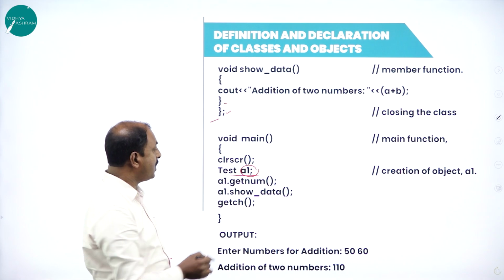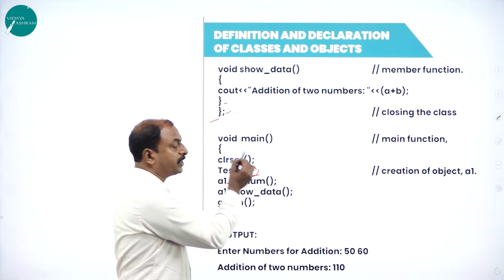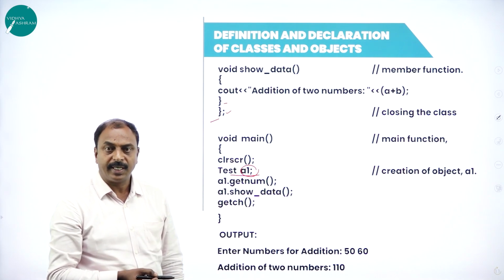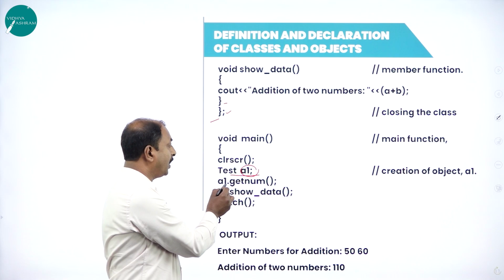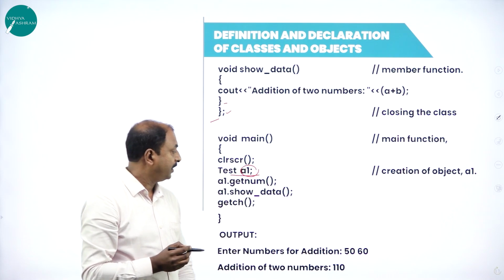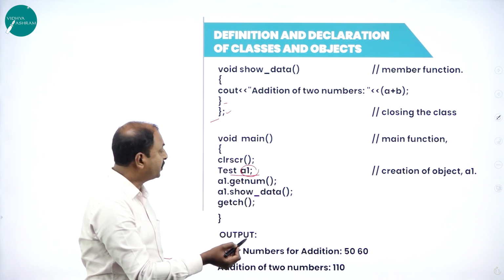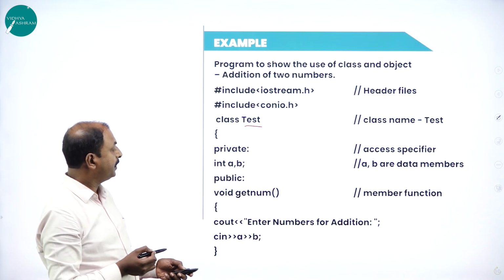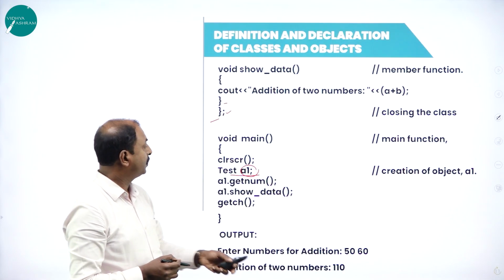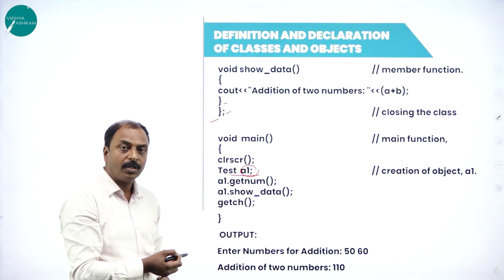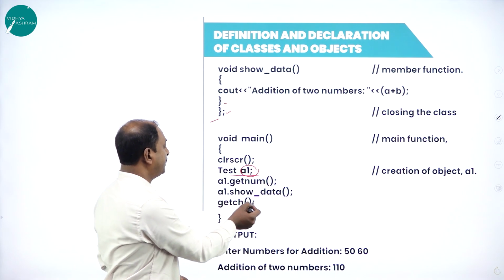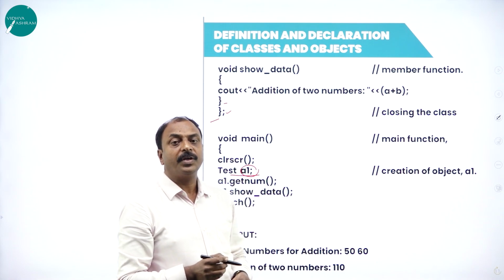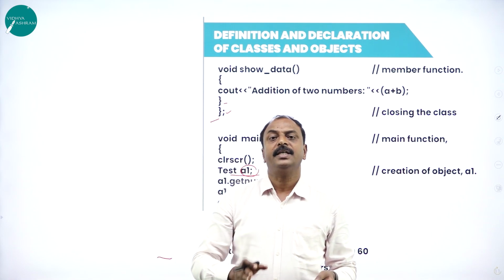The syntax would be object name dot function name. I repeat, the syntax to invoke a function inside the class is object name dot getNum. Here dot is an operator, and the next function is a1 dot showData. In the example, this is the second function, showData, that has to be called, that has to be invoked. Then getch, and close the bracket here. So we are closing the void main function. This is how we write a program with classes and objects.